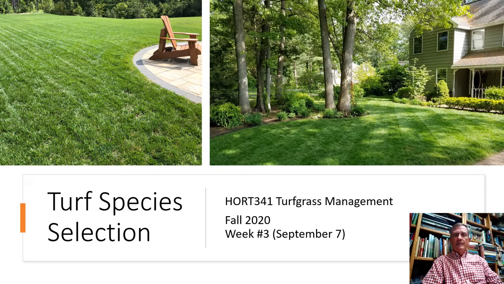So something I'll do in ensuing weeks is when we meet on our Monday lectures, I'll highlight one species, maybe two, and talk about each one of them in a little bit more depth. So this will be a quick overview of the more important turf grass species, just a few key points about each of them. To introduce the topic, again, it's an important one.